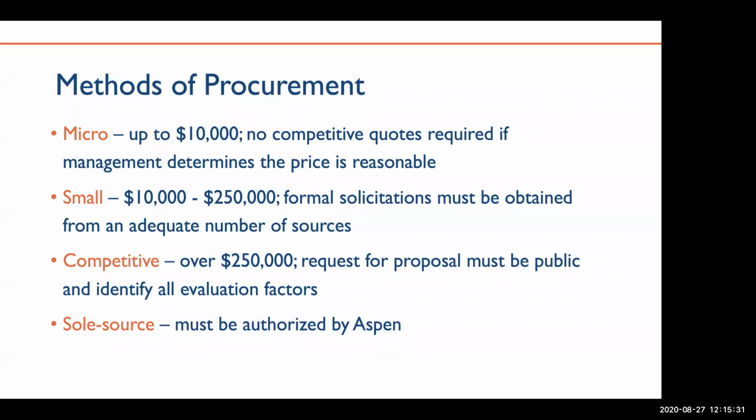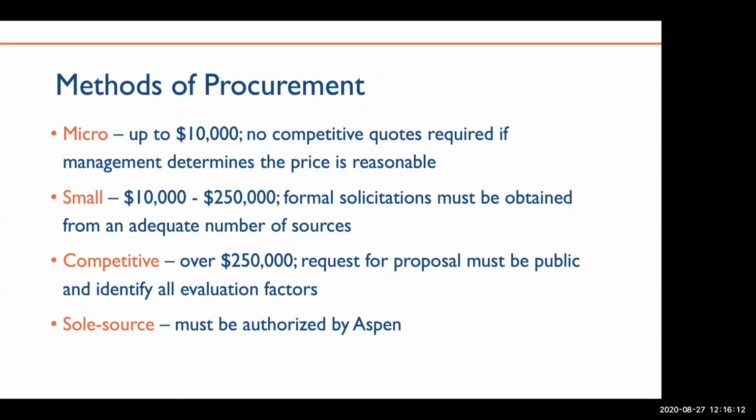And again, as you're building out your budget, you should also be thinking about methods of procurement and the steps you might need to take once you are approved. You will need to account for the proper procurement method for any contract. A micro purchase is any service or good procured between $1 and $10,000, and no competitive quotes are required if management determines the price is reasonable. Small purchases are any contract between $10,000 and $250,000, and formal quotes or solicitations must be received from an adequate number of sources. Next are competitive methods.